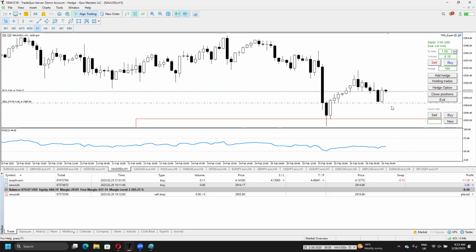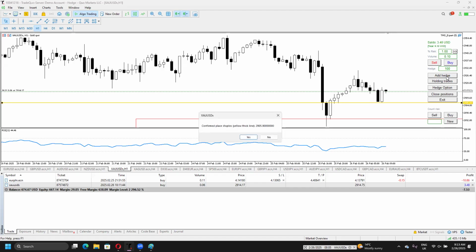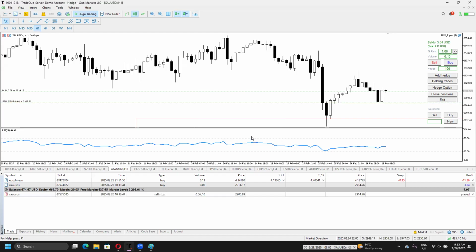Let me delete this security order and show it to you. And instead of reading the lowest point or the highest point, depends on the direction, you can just click Add Hedge button and the robot will suggest you the spot. And all you have to do is just to confirm it. Yes, I would like to secure myself. And as you can see, entering with your sell stop, in this case, took like 1 second.